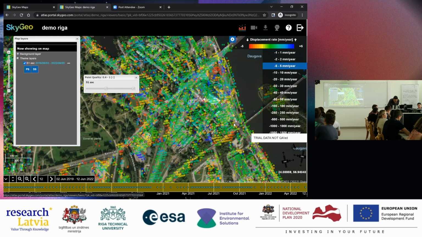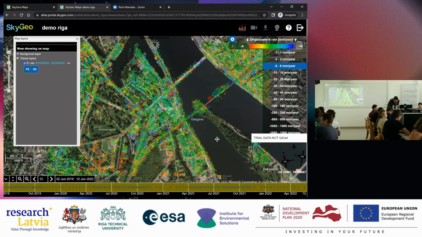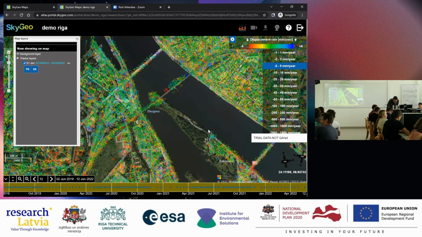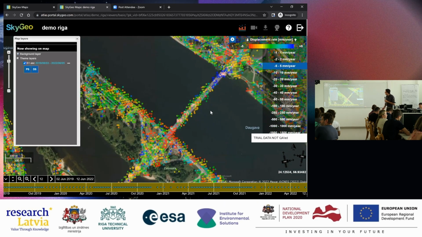Okay, so now we have all the points. Now what you see over here, let's take this bridge. I guess this is a familiar bridge to you guys. So what do we see? We see greenish points over here, and we see blue over here and red over there, right? Now that suggests, so this is an ascending orbit, right?